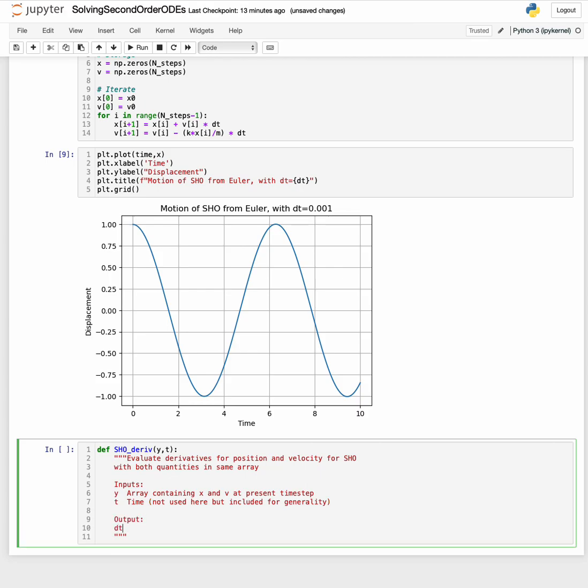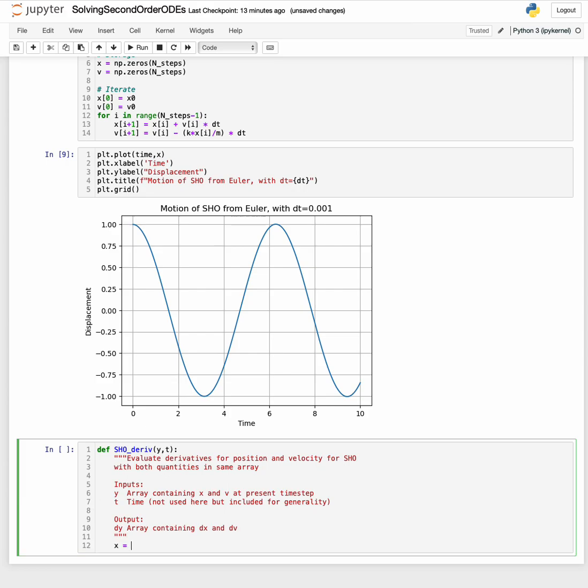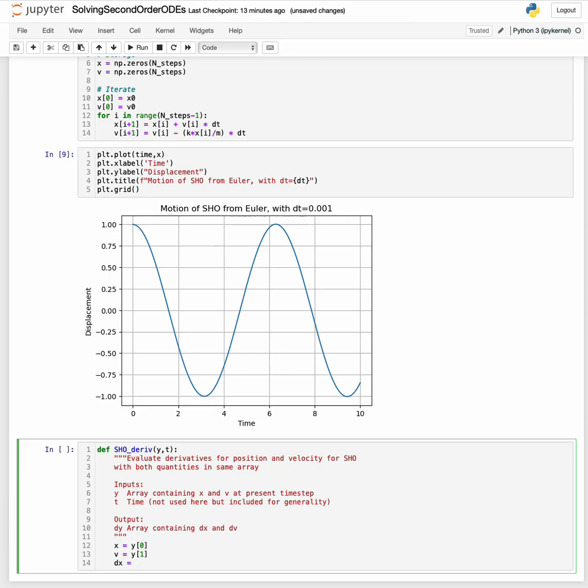And the output is going to be dy, which is an array containing dx and dv. And notice we're assuming that x and v are embedded in y in that order, and therefore the array has to have the same order. So let's make this nice and clear. We'll say that x is equal to y of 0, v is equal to y of 1. Then we can calculate dx is equal to v, and dv is equal to minus k times x divided by m. We're assuming those exist outside. I should probably put that in the docstring, but I'm not going to just for now to save time. And we'll return a numpy array of dx comma dv.